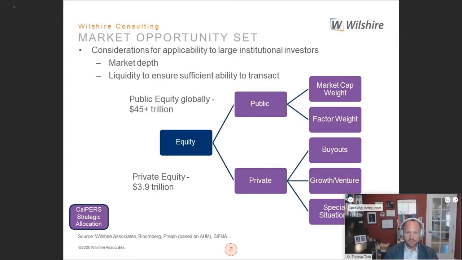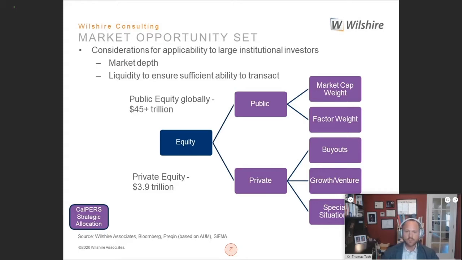We included a couple of different statistics here, and we tried to create a tree to start at a very high level and then build out to more either public versus private or more specific implementations of a particular asset category. And in these next couple of slides, you'll also notice that some of them are highlighted in purple, and that was included as a call out to those markets which are already included in the CalPERS asset allocation. So you'll notice within public equity, you have the market cap weighted portfolio and the factor weighted portfolio. Within private equity assets, you also have buyouts, growth and venture, as well as special situations.